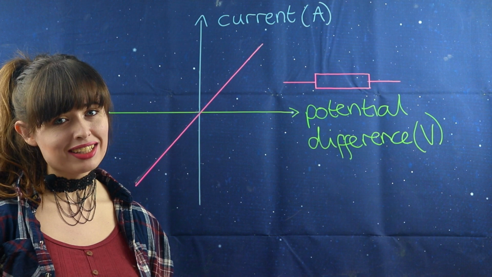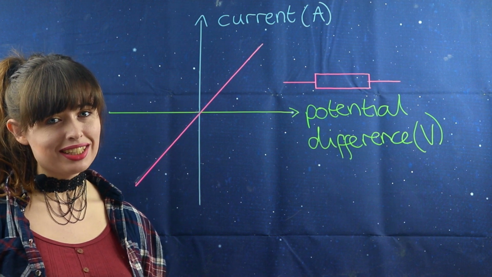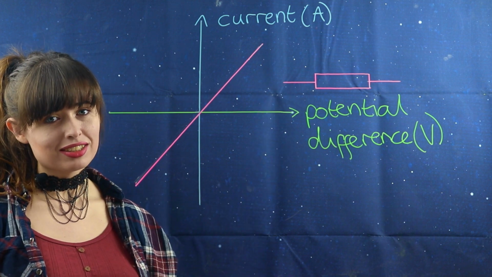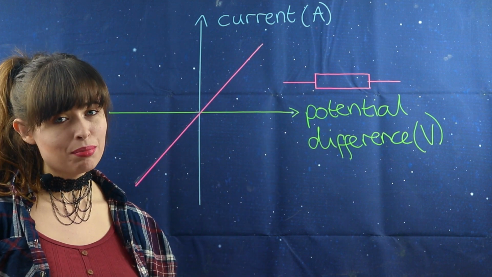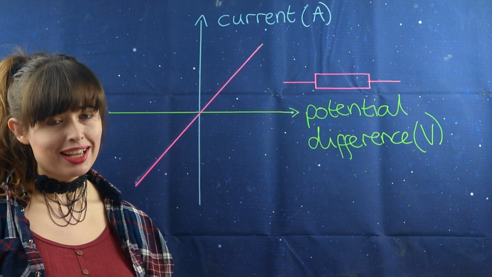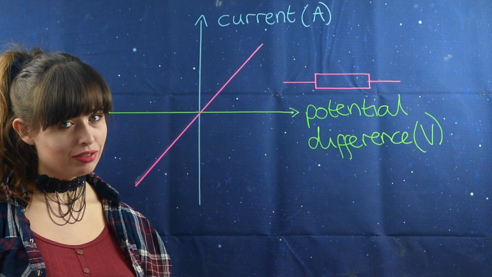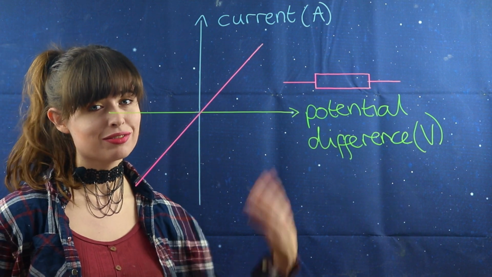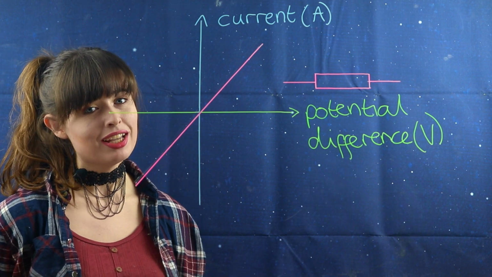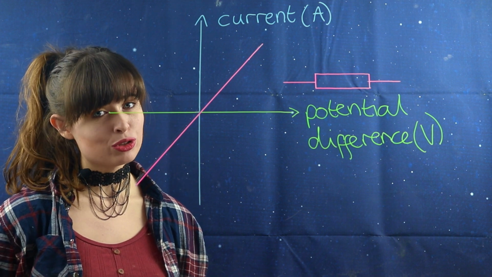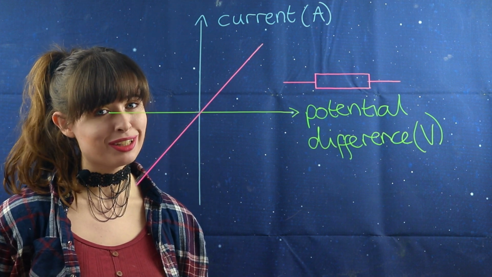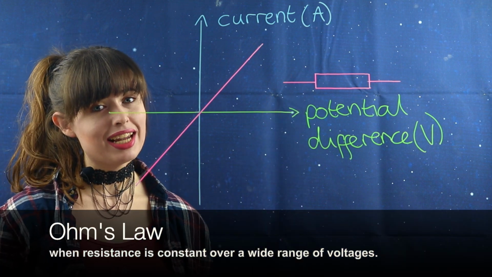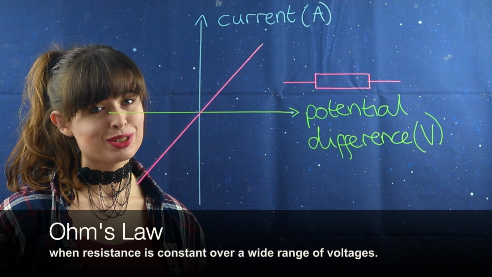For our resistor at a constant temperature, we can see the graph has a nice straight line shape. What that tells us is that current is directly proportional to potential difference. In other words, if we doubled the potential difference, the current would also double. For an electrical component, such as the resistor at a constant temperature, if it has a directly proportional relationship between potential difference and current, giving us this lovely straight line, we say that this electrical component follows Ohm's law.